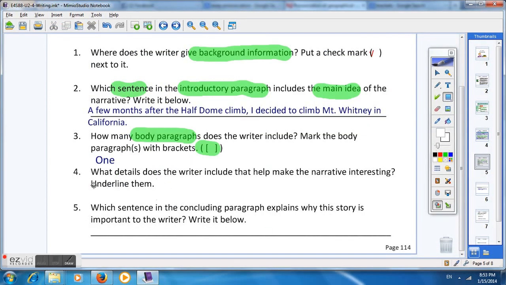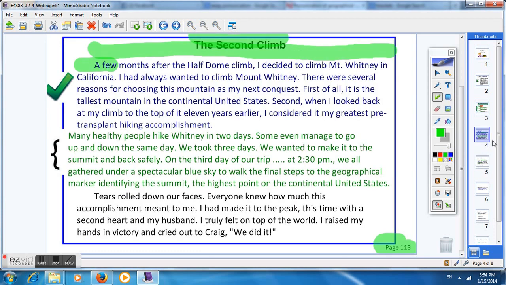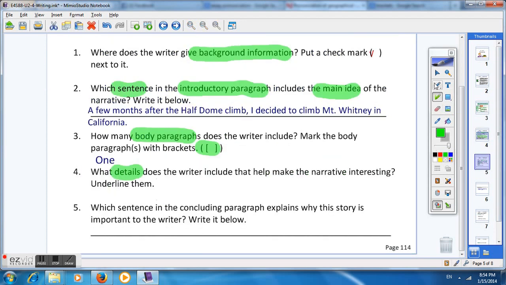Okay, question number 4. What details does the writer include that help make the narrative interesting? Underline them. So, where can we find the details? We can find them in the intro, body, or concluding paragraph. Of course, that is in the body here, somewhere here. Let's check the answers.